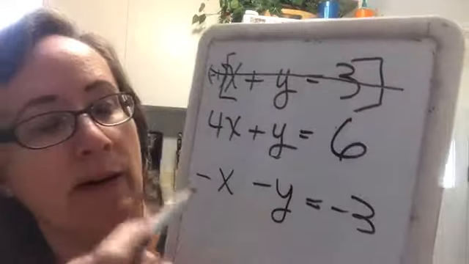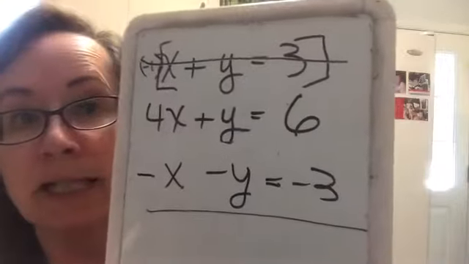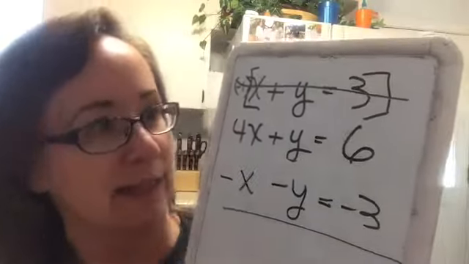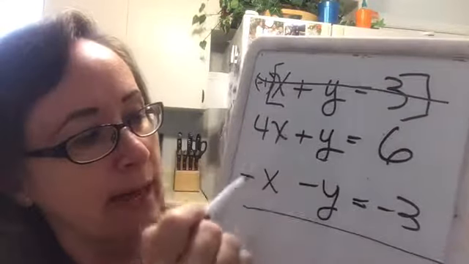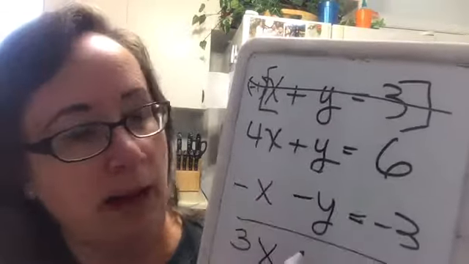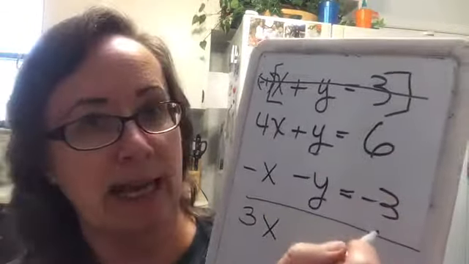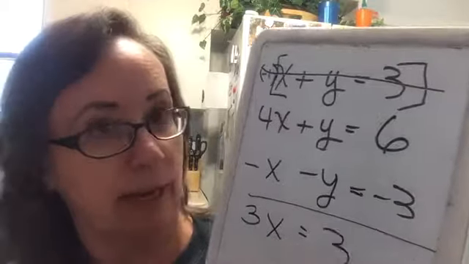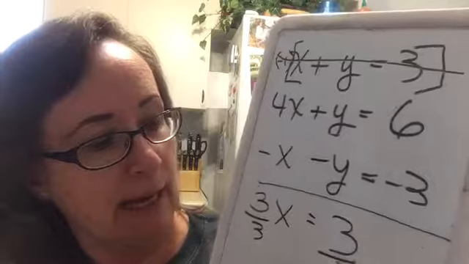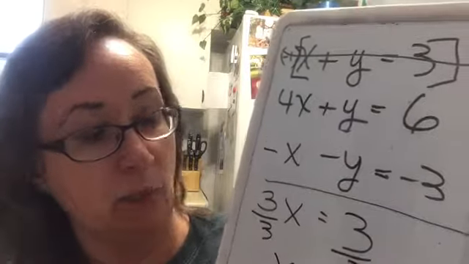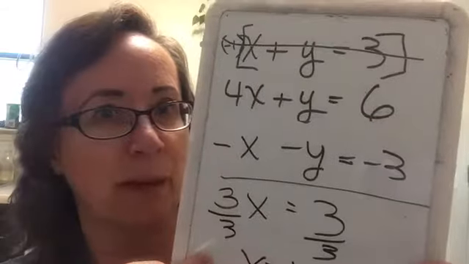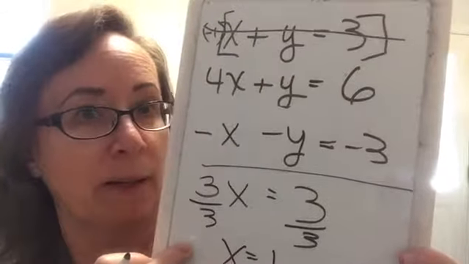So now if I add these two equations together, I've got a positive y and a negative y that will cancel out. So I'm going to end up with 4x plus a negative x is a 3x. My y's go out, and I get a 6 plus a negative 3, which is a 3. And if I divide both sides by 3, then I get x is 1. Okay, so now I have 1/2 of my point because I have the x coordinate of my point.